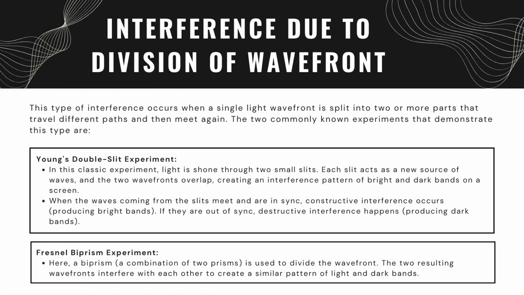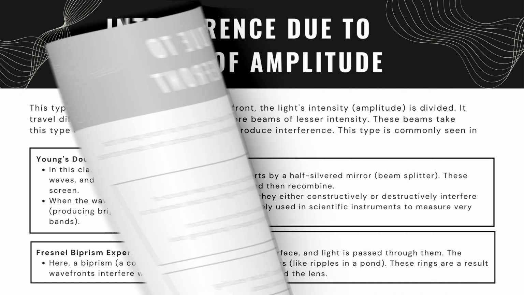Interference due to division of wave front. This type of interference occurs when a single light wavefront is split into two or more parts that travel different paths and then meet again. The two commonly known experiments that demonstrate this type are Young's double-slit experiment and Fresnel's biprism experiment.